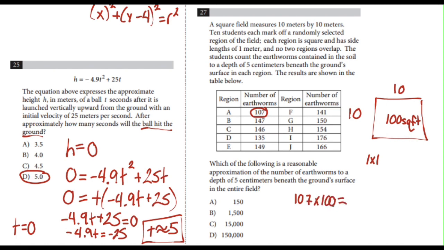And we can see here, at least for region A, 107 times 100 is going to be 10,700. And if we do the exact same thing with the next region, region B, with 147 times 100, here we're going to get 14,700. And the closest answer choice to both of these will be answer choice C.